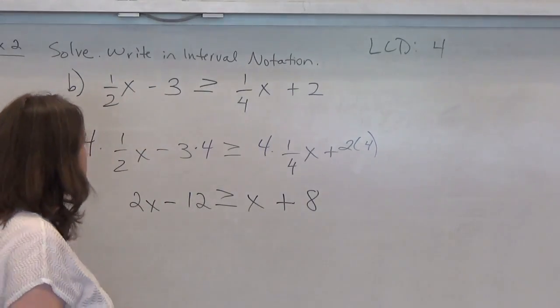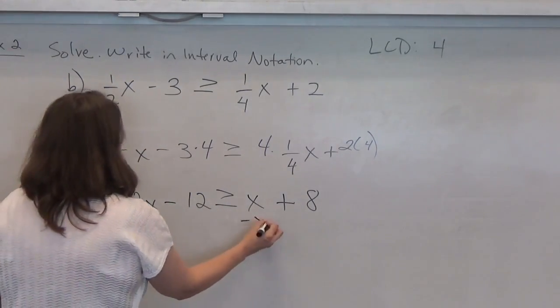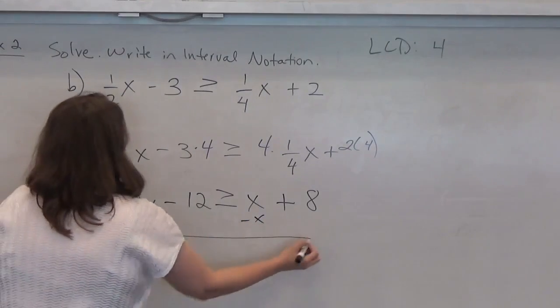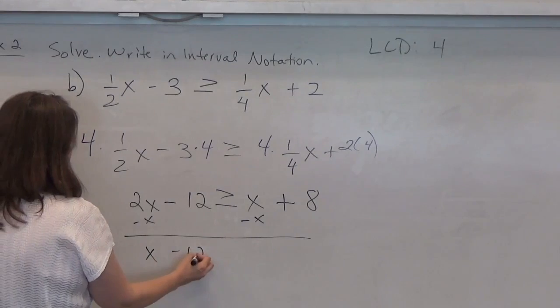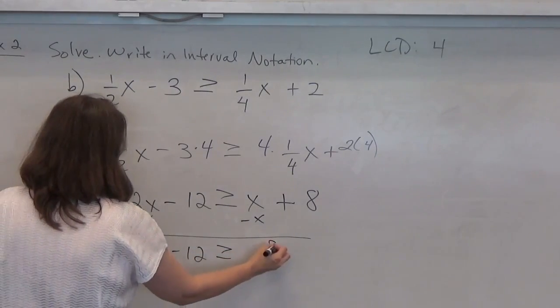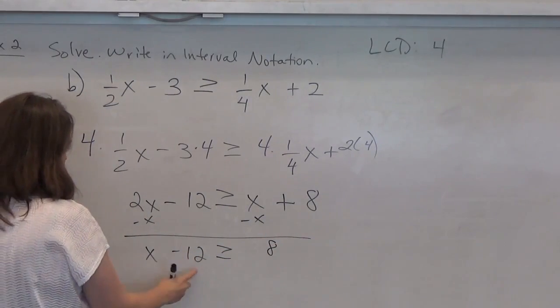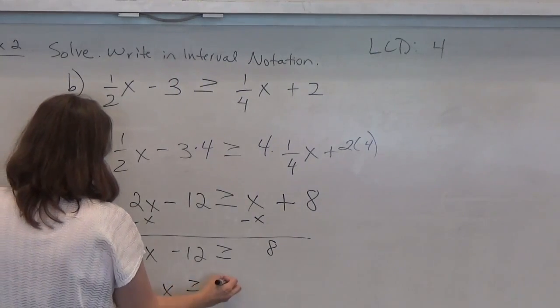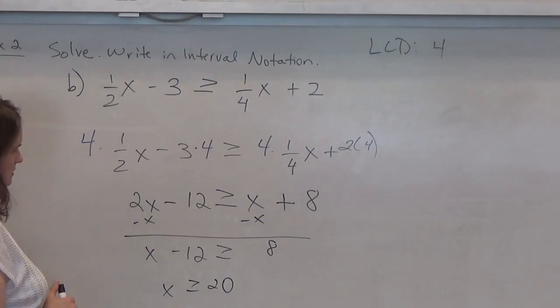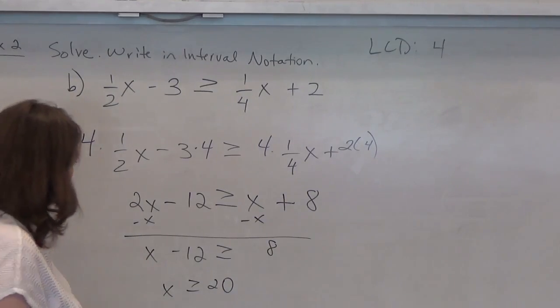So in order to accomplish that, I'm going to subtract x on both sides. And that gives me x minus 12 is greater than or equal to 8. And now I want to add 12 to both sides. So x is greater than or equal to 20. Okay, so x is greater than or equal to 20.